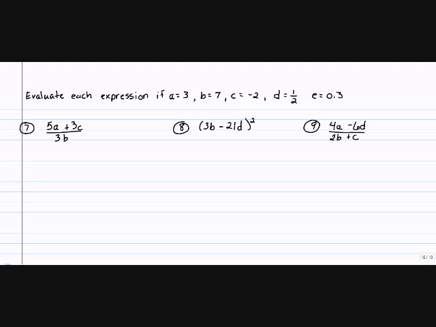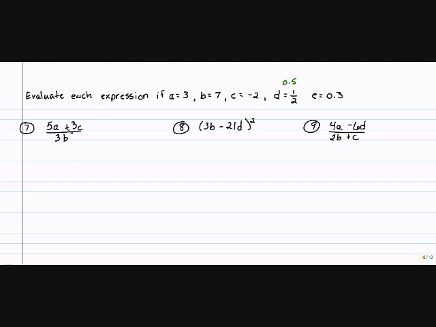Okay, let's start here and evaluate each expression. My A equals 3. My B is going to equal 7. My C is going to equal -2. My D equals 1/2. I can also write it as 0.5. And my E is going to equal 3/10. So let's go ahead and substitute.